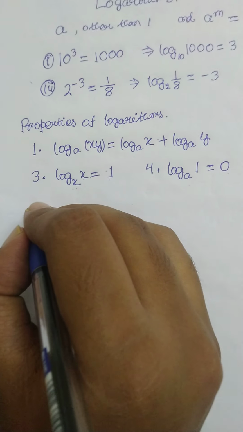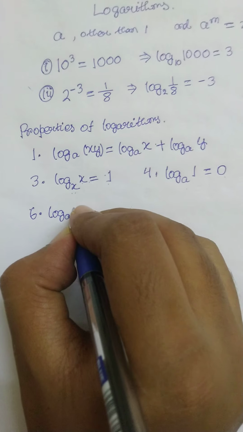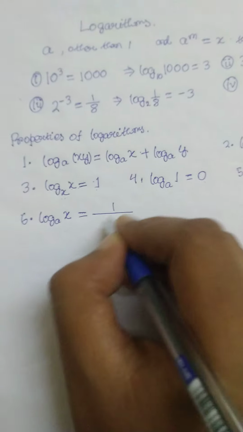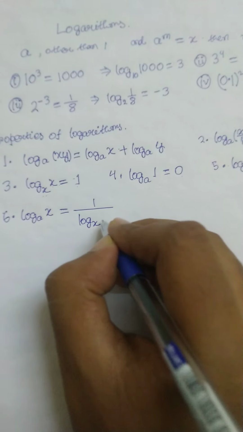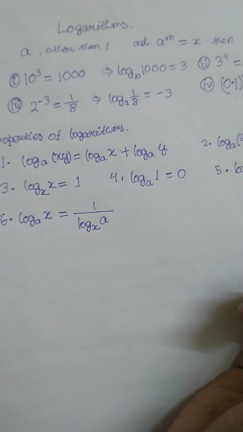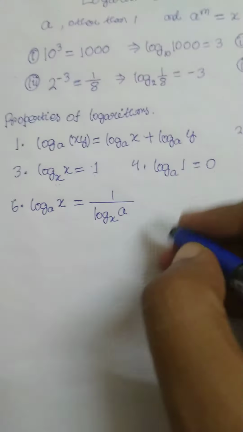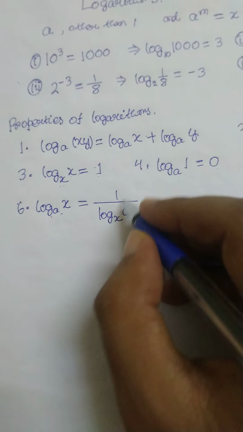Sixth property, log base a of x. This property was not in the school level program course. The 10 plus 2 math, it was not there. I never read that log base a of x is equal to 1 by log base x of a. Okay.